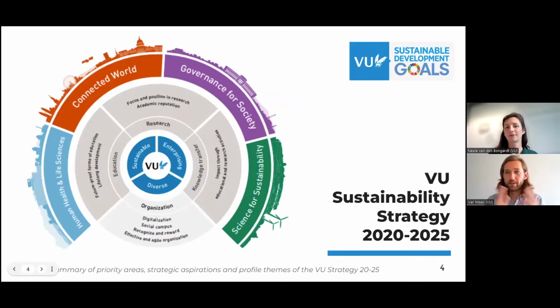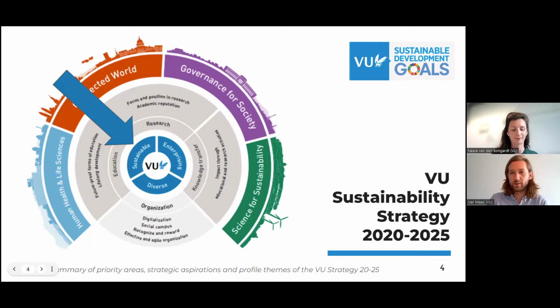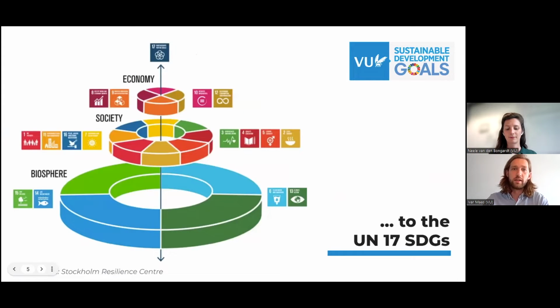So first of all, VU has a new strategy, or by this time it's not new anymore, but VU has a strategy in which sustainability is one of the priority areas, which means at the core of its strategy, and that includes that it should be a part of all university operations, meaning education, research, knowledge transfer, and operations. So that's the standard and the direction that we are heading towards.